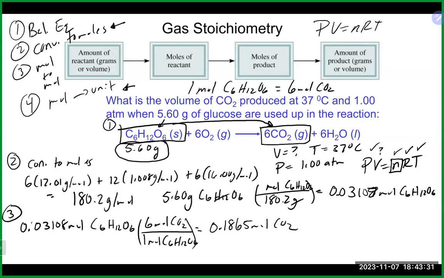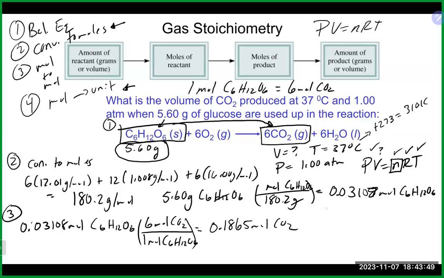Our pressure is in the correct unit, but like most gas problems here, we do need to convert our temperature into Kelvin. So that's going to be 37 plus 273, which is 310 Kelvin.